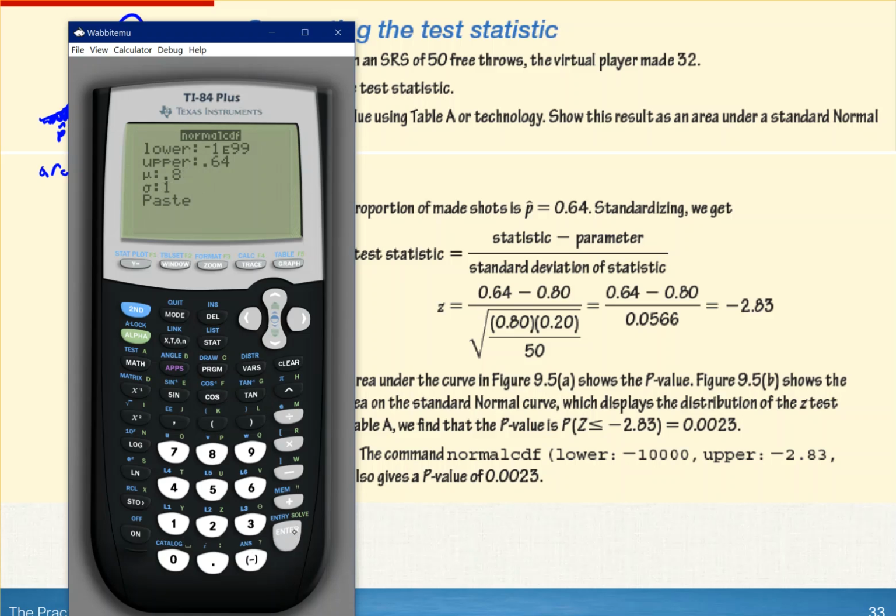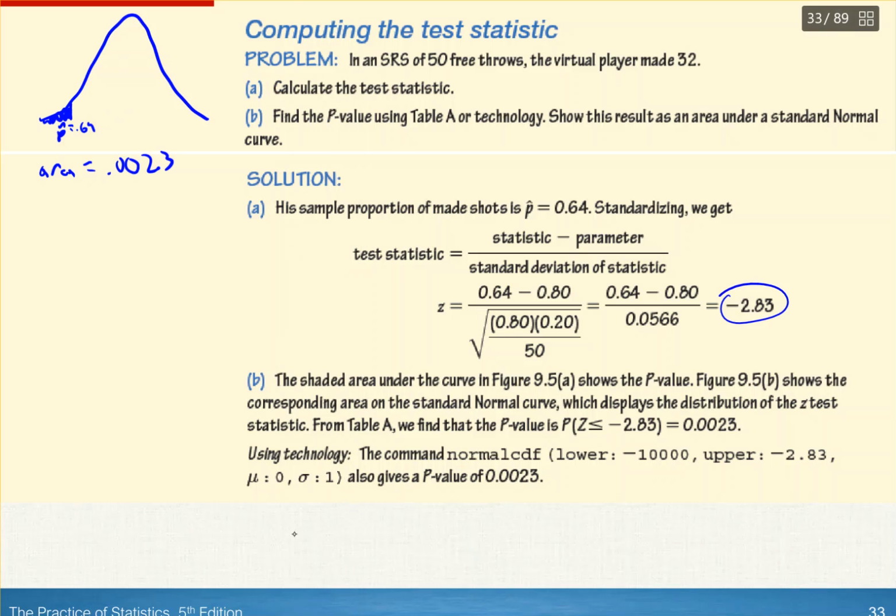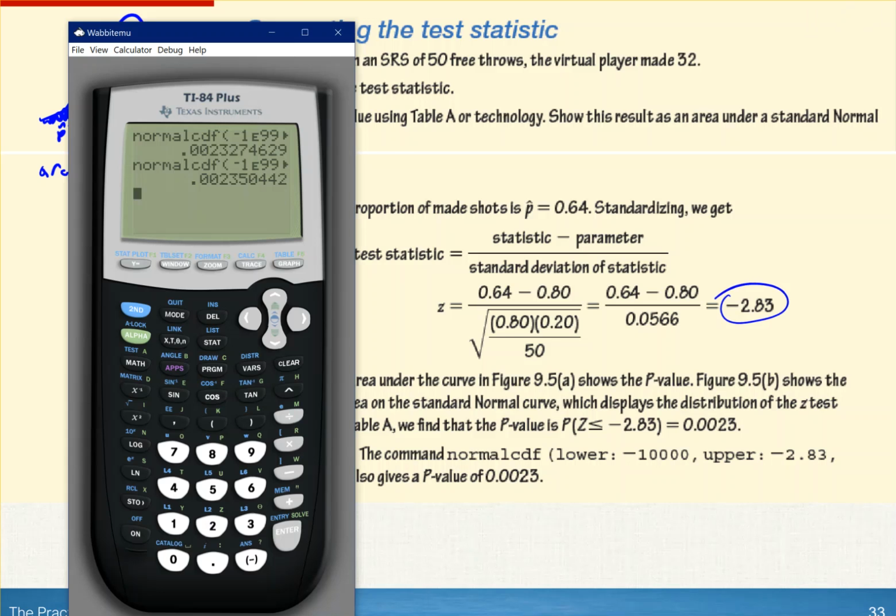And standard deviation was 0.0566. So we wouldn't necessarily have to calculate that test statistic, except the problem asked us to. That way we could have just done this, and notice I get the same value. It's off a little bit because we had to round to get that negative 2.83. So that's the only reason why it's not exactly the same.